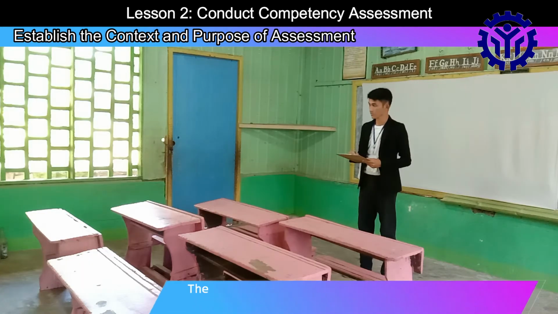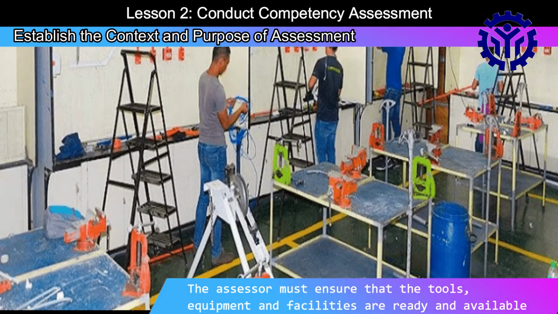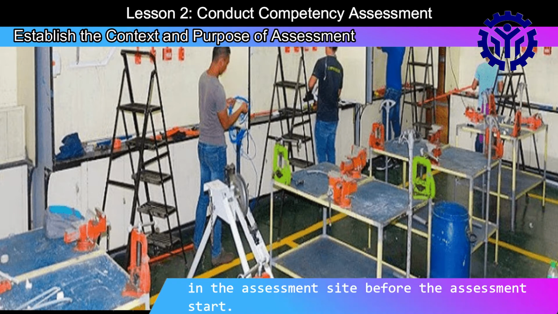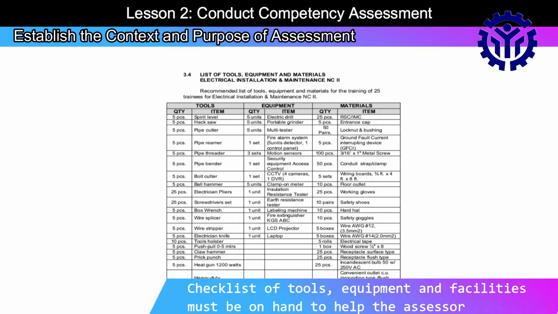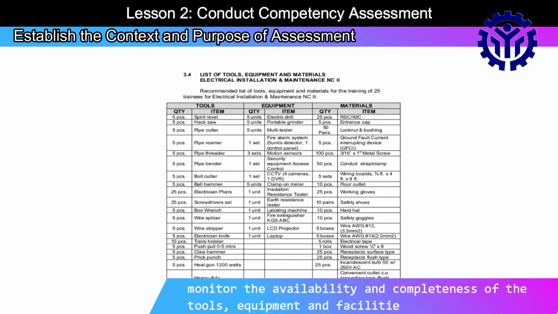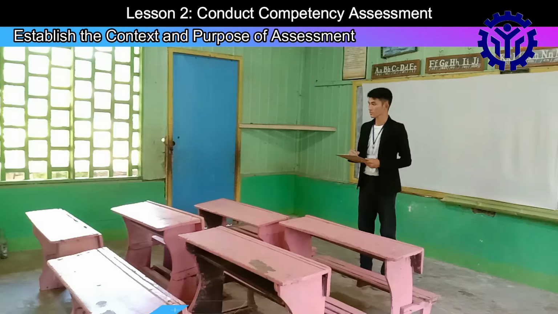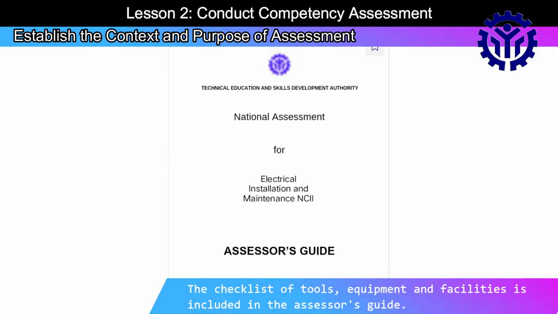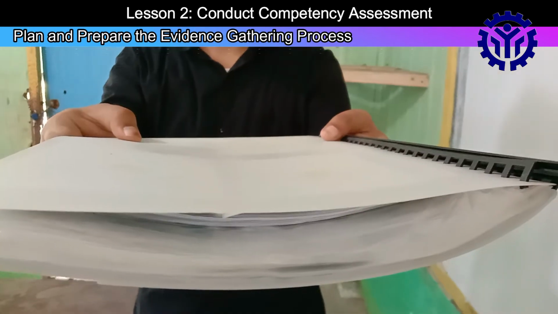The assessor must ensure that the tools, equipment, and facilities are ready and available in the assessment site before the assessment starts. A checklist of tools, equipment, and facilities must be on hand to help the assessor monitor the availability and completeness of the tools, equipment, and facilities. The checklist is included in the assessor's guide. Plan and prepare the evidence gathering process.